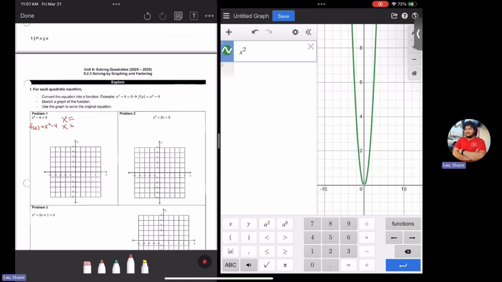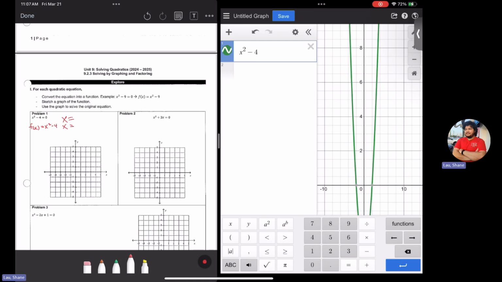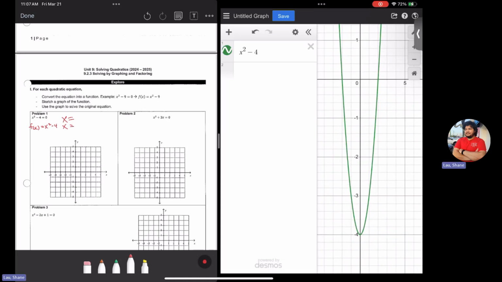And then it is a -4. And I can see exactly where my graph looks. So I'm going to look for my key information. I'm going to look for my x-intercepts, and I'm going to look for my y-intercepts, and I'm going to make sure I plot those correctly.